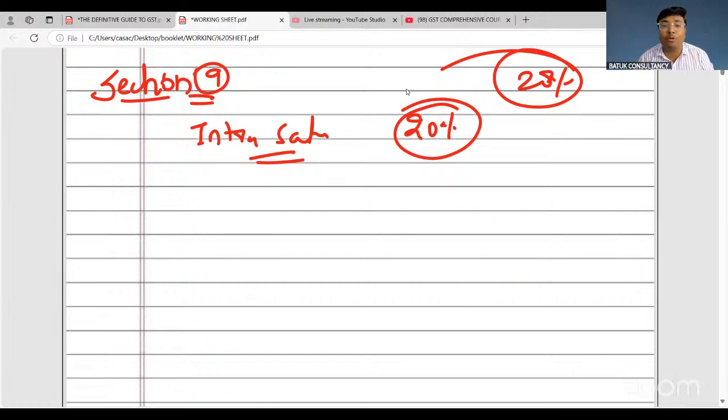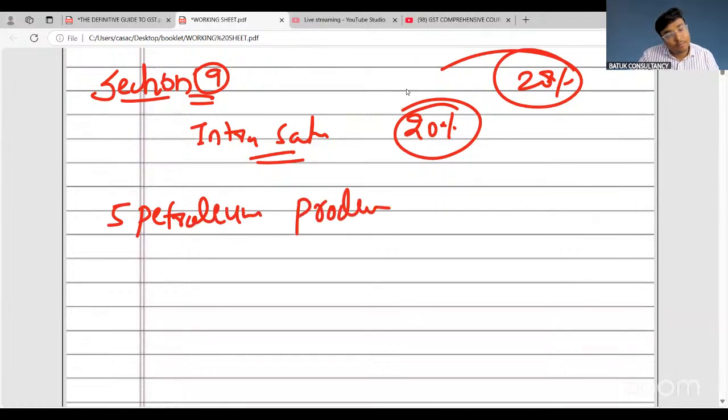five specific petroleum products, GST will be applicable on a future date. Okay, and that will be on the recommendation of GST Council.